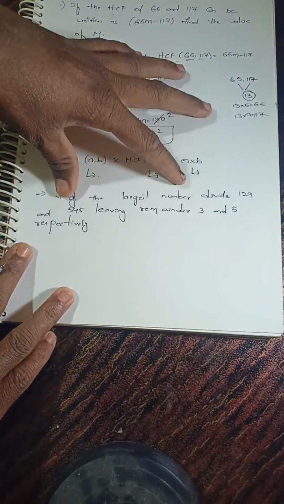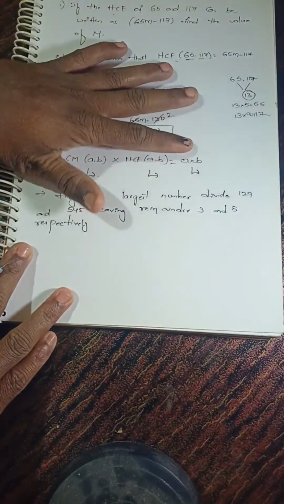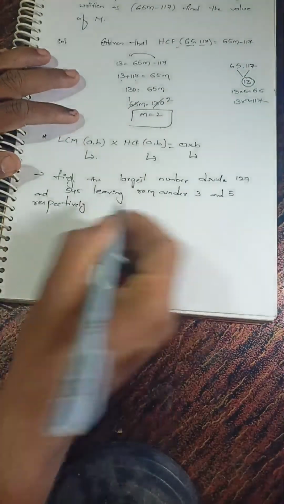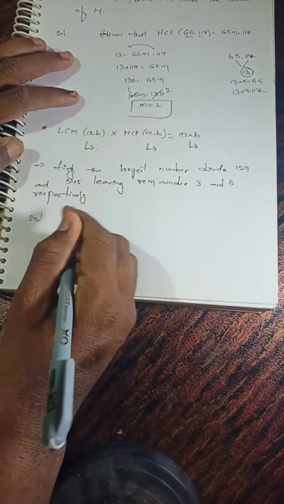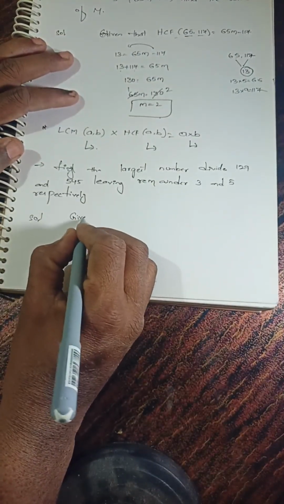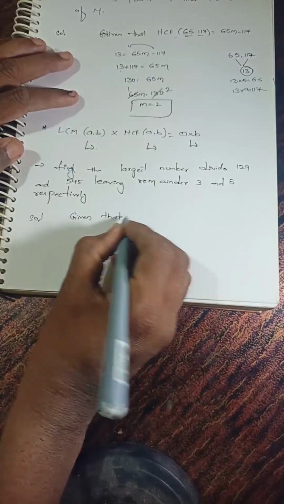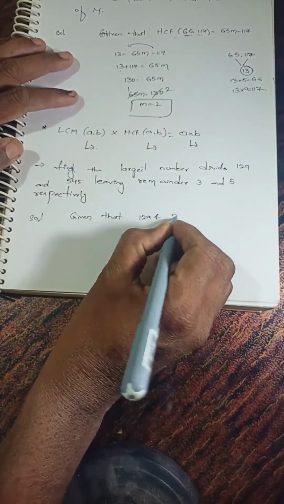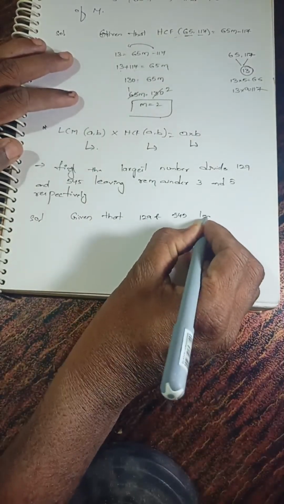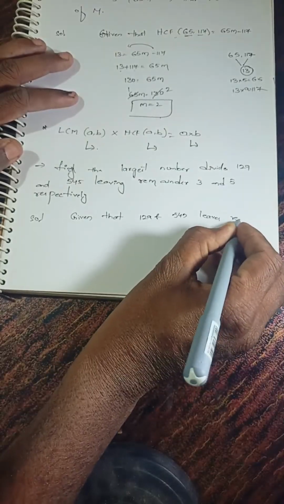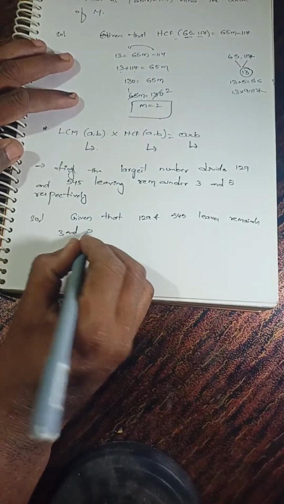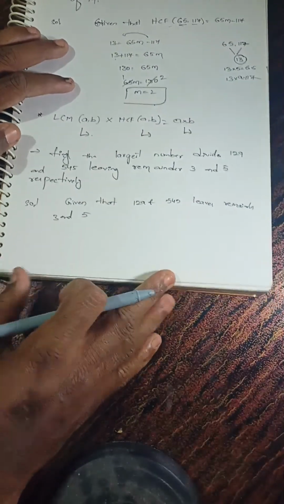When you are getting this kind of problem, there is a very easy method to solve these problems. Why? Because see, first we are going to write what is given: the two numbers 129 and 545 leave remainder 3 and 5.